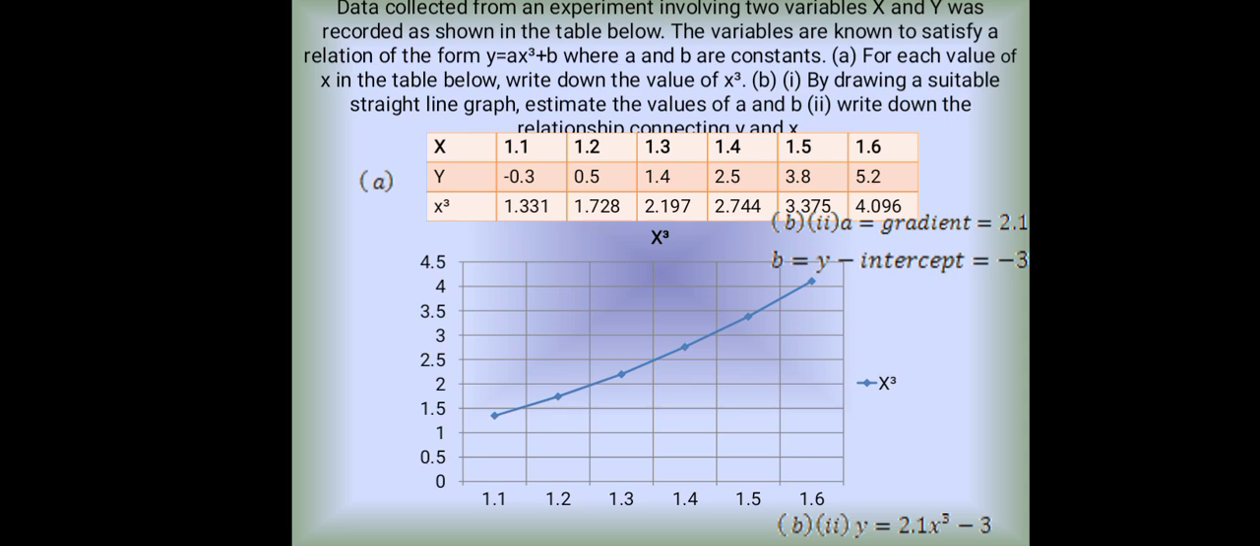B1. By drawing a suitable line graph, estimate the values of a and b. 2. Write down the relationship connecting y and x.